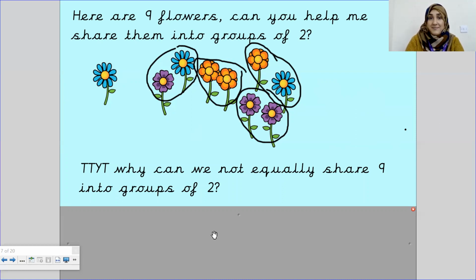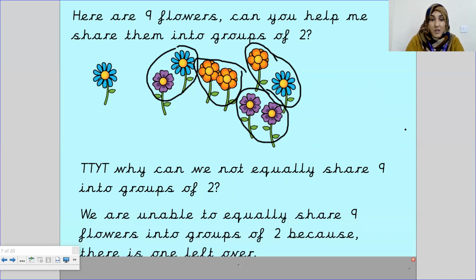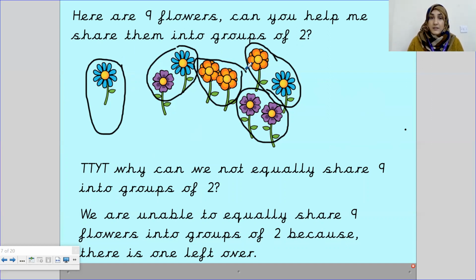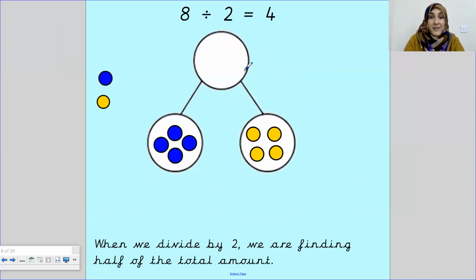Talk to your teddy. Did you get the answer? We are unable to equally share 9 flowers into groups of 2 because there is 1 left over. We can't just have a group here by himself. They aren't equal. These are unequal groups. Okay, so that was a bit of a trick question for you in there to get your minds thinking. Okie dokie. Moving on to the next part of the lesson.